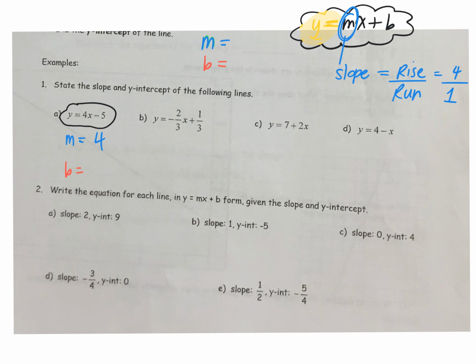Okay, so then what would be the y-intercept? We know the slope is 4. What's the y-intercept for this one? Positive or negative? Good, -5. Okay, that's it. Let's do the next one.